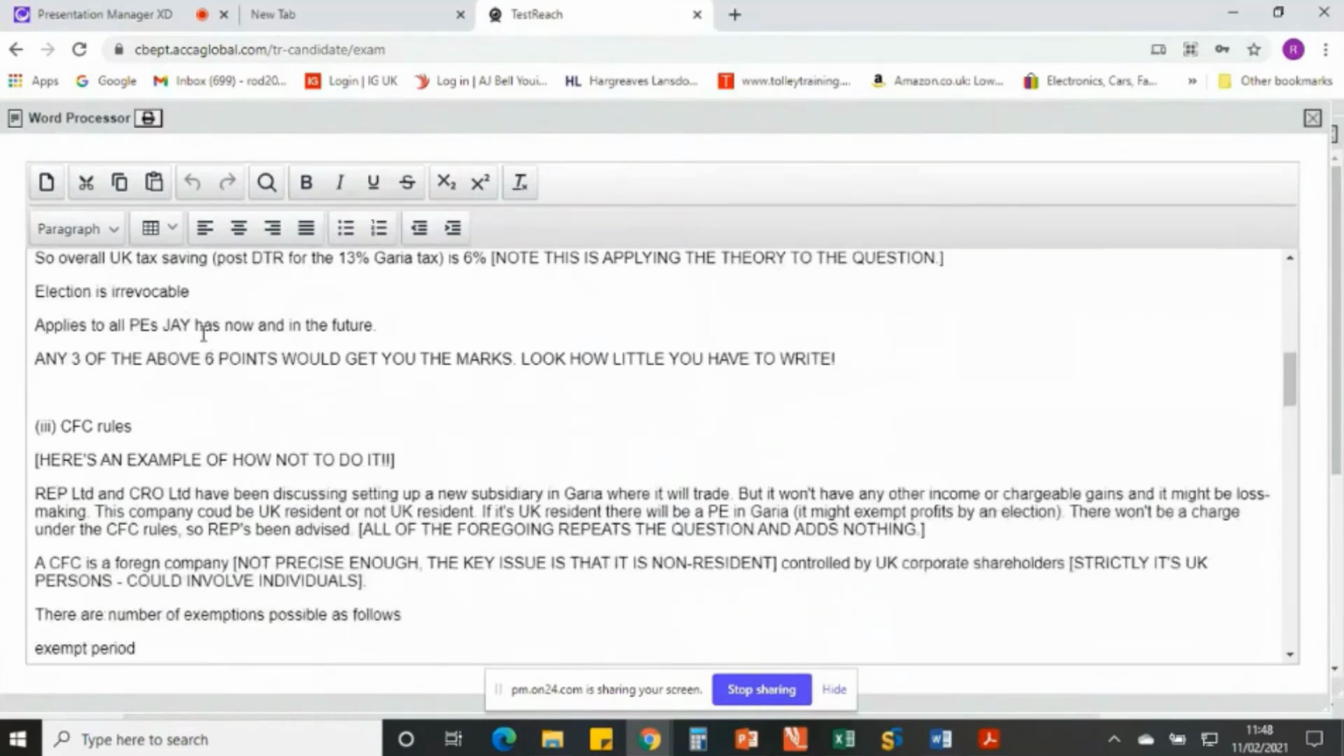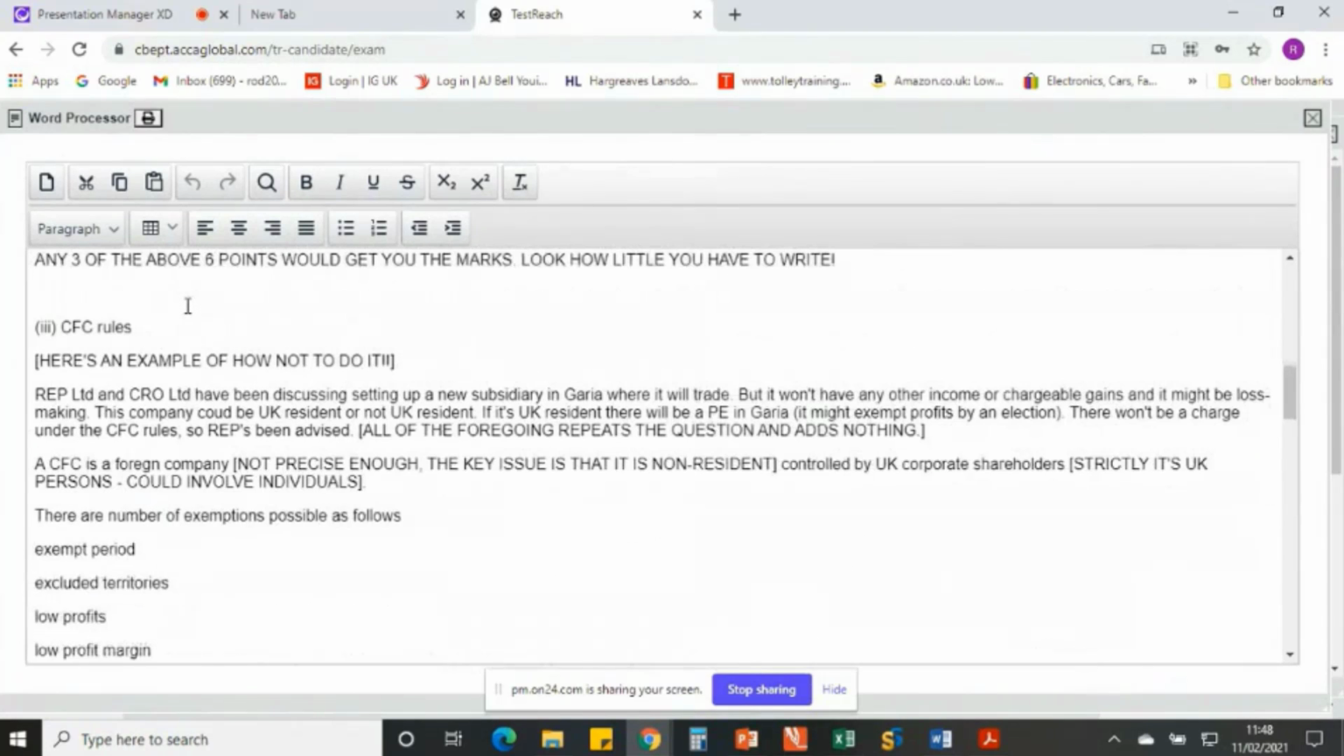Now, I think when you read this, it reads very well. I think it's quite impressive. And if you were writing this down in the exam, you might think, this is great. I'm really doing well. I know my stuff on this. I'm making great progress. Let's see how many marks you'd get. So let's just read through what I've written. This is an example of how not to do it.